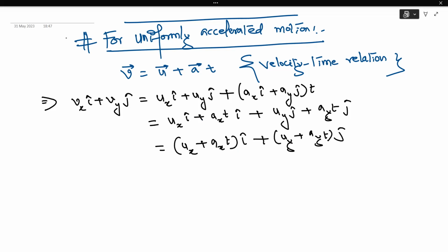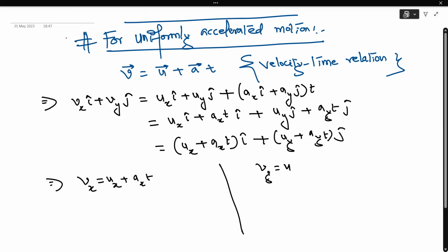Understood? So now if you equate the left hand side and right hand side, what can you say? You can say Vx will be Ux plus Axt, whereas Vy will be equal to Uy plus Ayt. So the equation we used to write, v equals u plus at in general, we broke it into two parts: one for motion along the x-axis, one for motion along the y-axis. Okay?